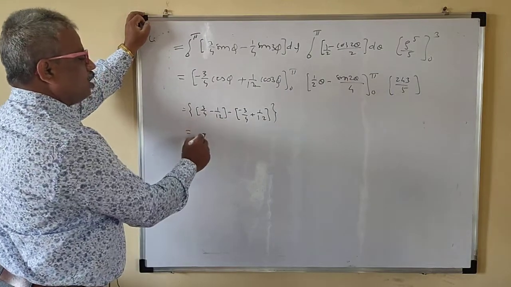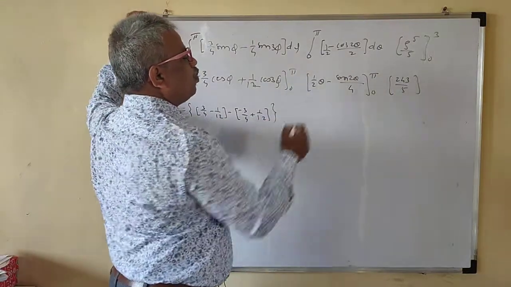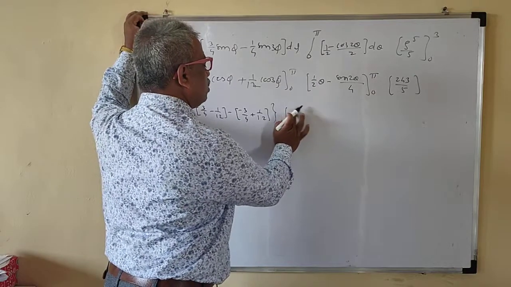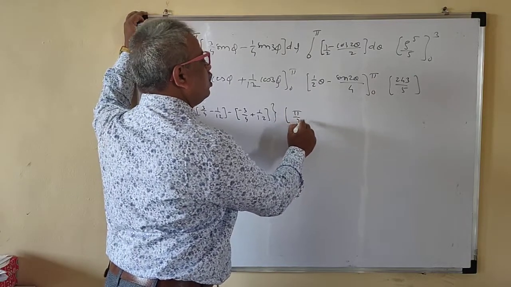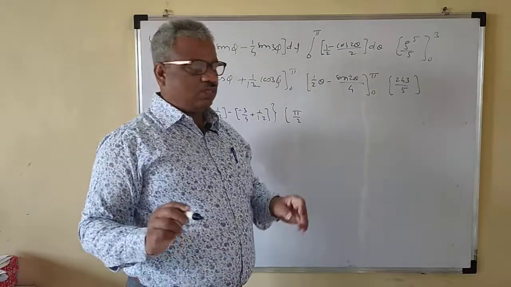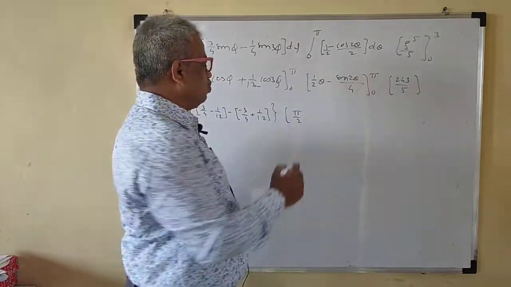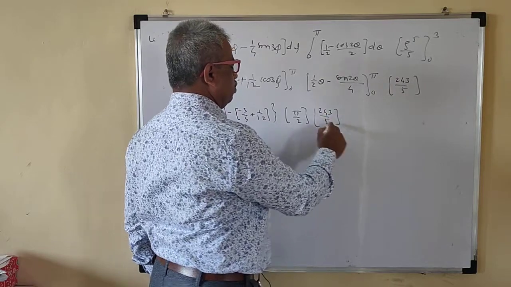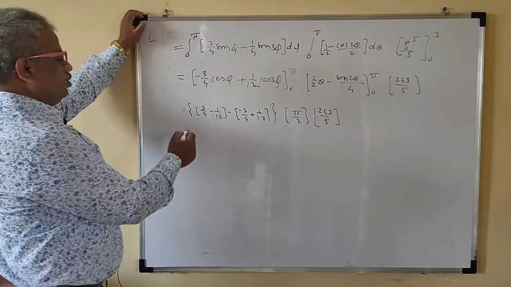Again here, if you put pi here, then this is only pi by 2, because sin pi is 0 and sin 0 is also 0. And this is 243 upon 5. So we'll do these calculations.